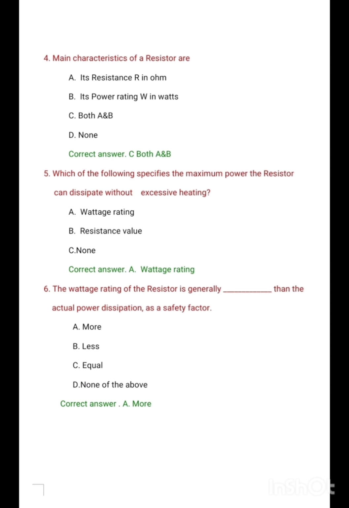5. Which of the following specifies the maximum power the resistor can dissipate without excessive heating? A. Wattage rating. B. Resistance value. C. None. Correct answer: A. Wattage rating.